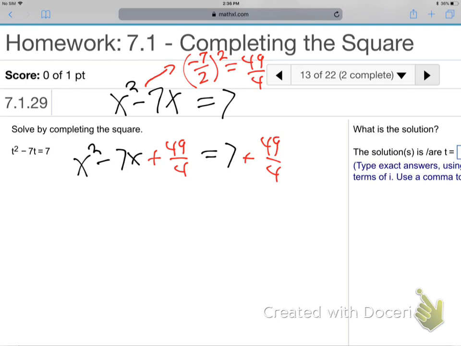Middle number over 2 squared, right? And now the left side is guaranteed to factor as the same thing twice. Guaranteed. Well, how do you know what it is? The number in the parentheses. See, now it's helpful. Whatever's in the parenthesis is in the parenthesis. Same sign, same everything. What's in the parenthesis? Negative 7/2. Negative 7/2.